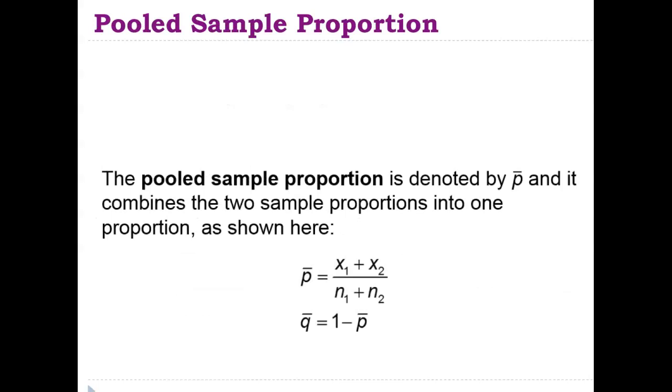The pooled sample proportion is denoted by p bar, and it combines the two sample proportions into one proportion and is shown in the following formula. The idea of a pooled proportion is that if we have sample information from two populations that have the same proportion, we would use both samples individually to estimate the population proportion, p hat 1 and p hat 2. But if both samples come from populations with the same proportion, why would we do that if we can just use the pooled proportion?